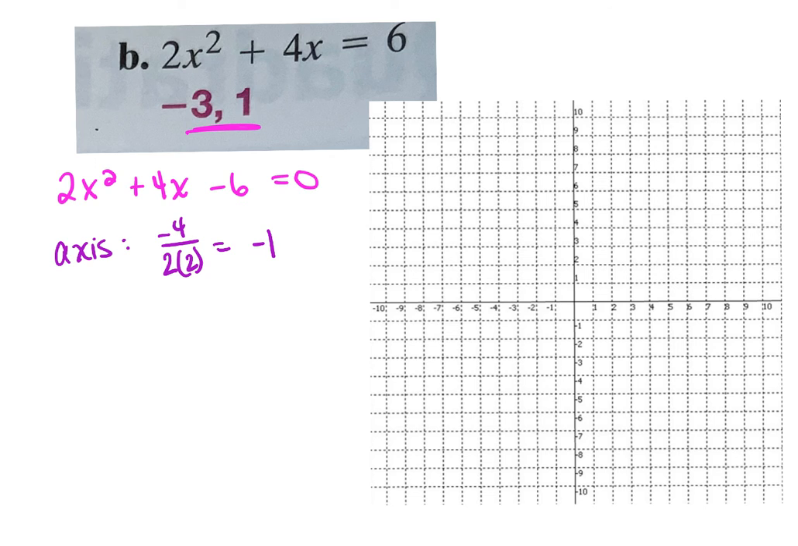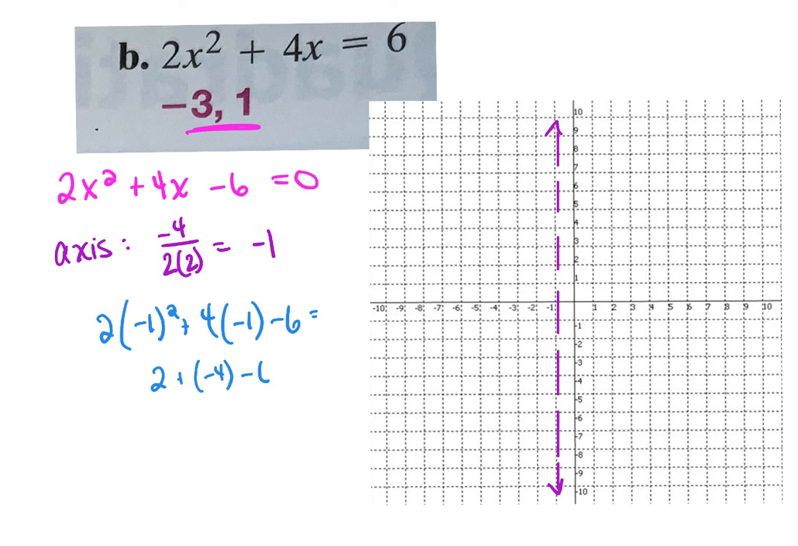And so I'm going to go to my negative 1. And I'm going to do my dashed line. That will tell me what's going on. Is this one going to point up or point down, by the way? It's going to point up, all right? So if this is my axis, how do I find my vertex? Right, so I'm going to take this and plug it back in. 2, negative 1 squared plus 4, negative 1 minus 6, all right? So negative 1 squared is 1 times 2, 4 times negative 1 minus 6. What happens here? Negative 8, so I'm going to come down here to a negative 8 right there.